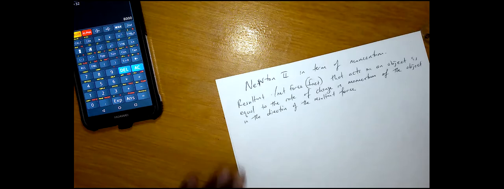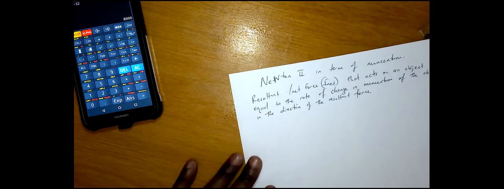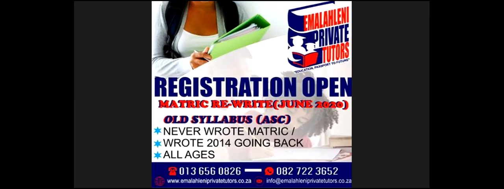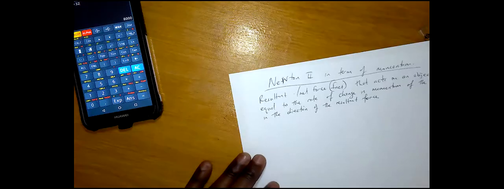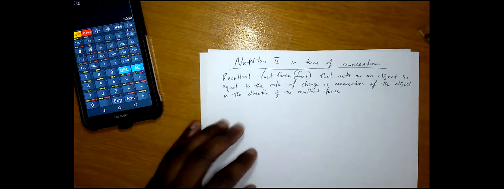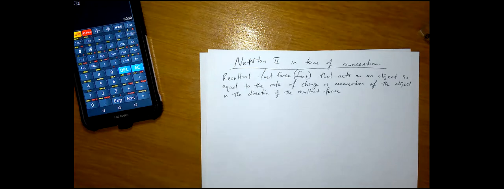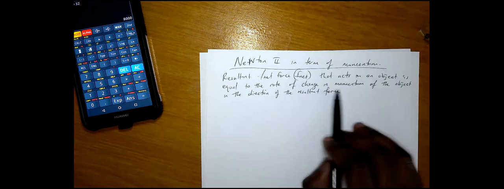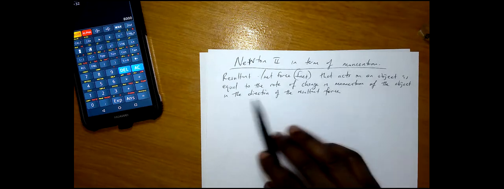Okay. Now let's come back to Newton's second law in terms of momentum. So what does Newton's second law of motion say? Newton's second law of motion states that the resultant or net force that acts on an object is equal to the rate of change in momentum of the object in the direction of the resultant force.